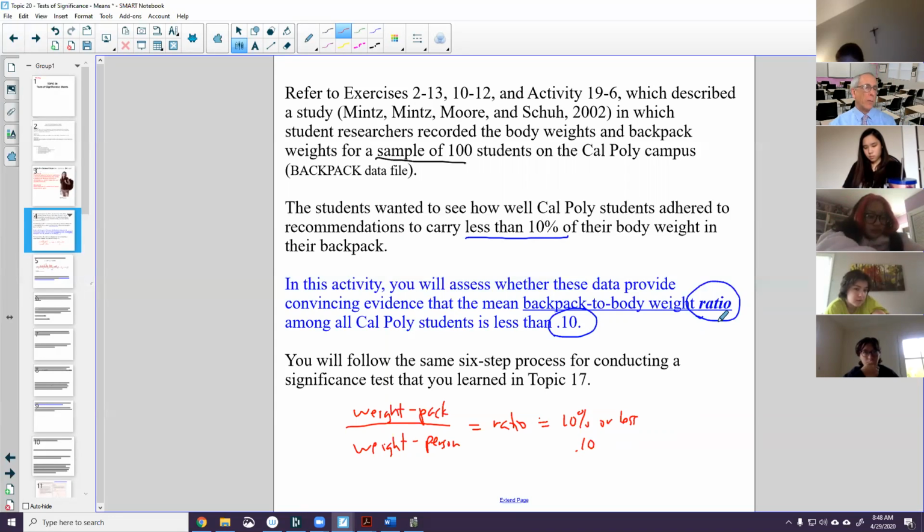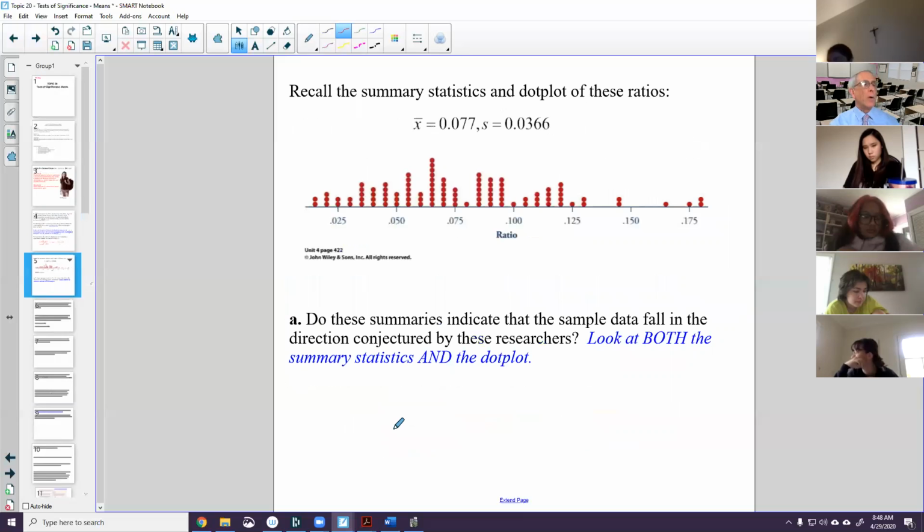Okay, all right. So we're going to do a test of significance, the same thing that we learned in topic 17. So, they gave us some nice statistics right here, and they gave us a dot plot of the distribution as well. So they're telling us that the mean ratio was 0.77 of their 100 students. So there's 30,000 students in Cal Poly SLO. So they only took a sample of 100, but of that 100, the standard deviation among them was 0.0366. So this is what it looked like.